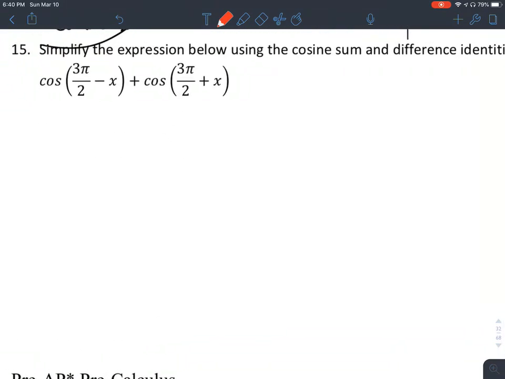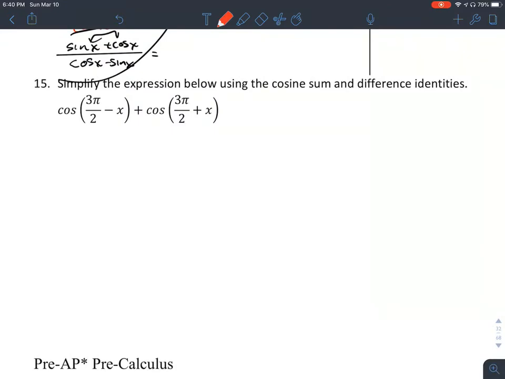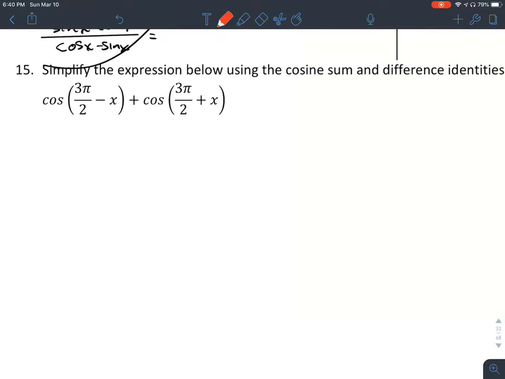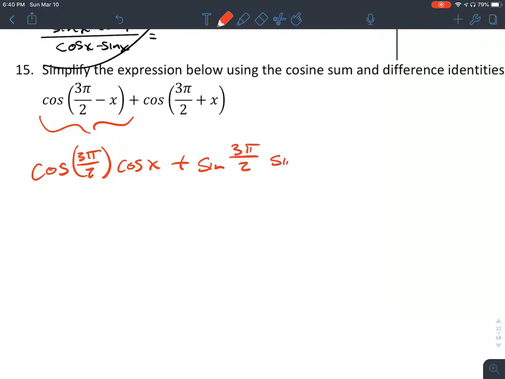Last one. Simplify the expression below using the sum and difference identities for sine and cosine. I guess it's just cosine. All right, well, let's see what happens here. So this first one is going to be cosine of the first angle times cosine of the second angle plus sine of the first angle times sine of the second angle.